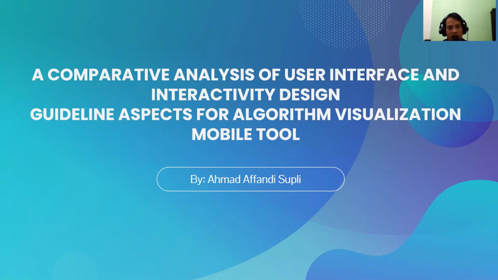Our title is a comparative analysis of user interface and interactivity design guideline aspects for algorithm visualization mobile tool. So this is Ahmad Afandi Supri, and the second author of this paper is Professor Dr. Nur Syuhada Siratuddin from SMMTC UUM.